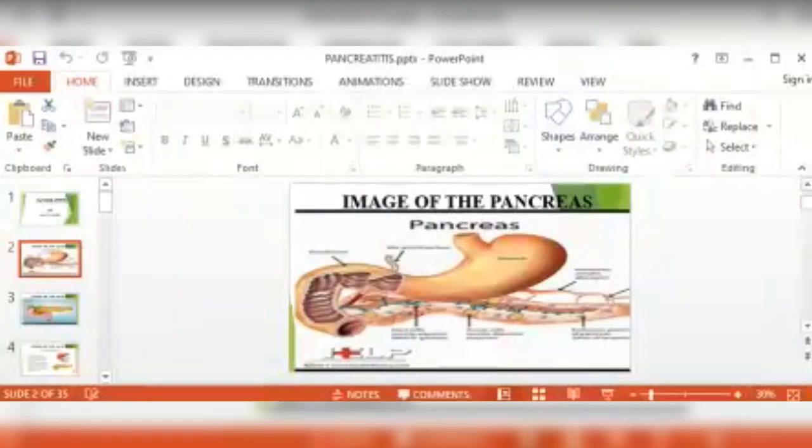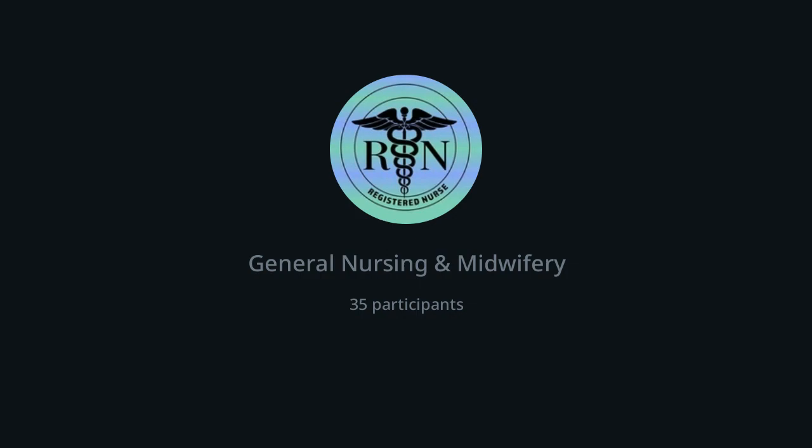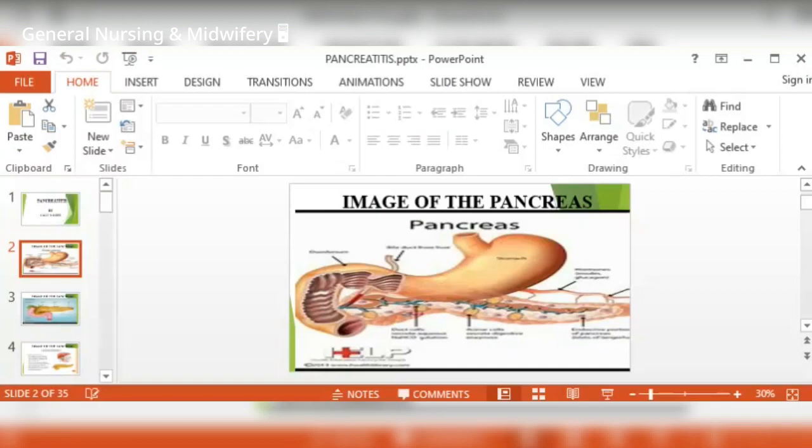In the aspect of the exocrine gland, it secretes the pancreatic juice through the pancreatic duct into the small intestine for digestion to take place. And in the aspect of the endocrine gland, it produces two different hormones, insulin and glucagon. The alpha cells produce the glucagon, and the beta cells produce the insulin. The cells of the pancreas are called the pancreatic islets.